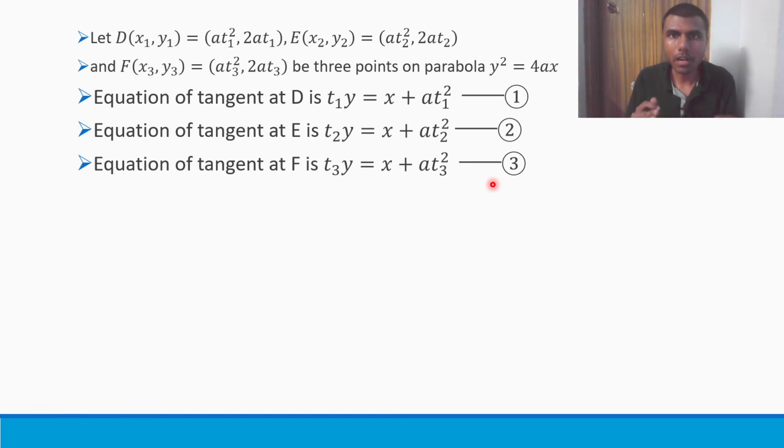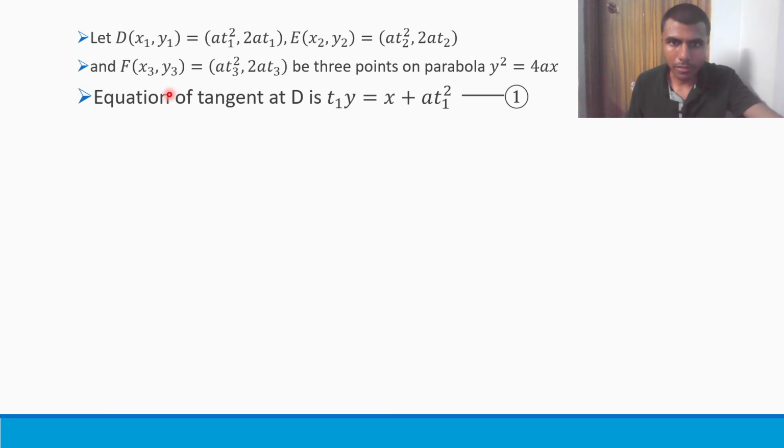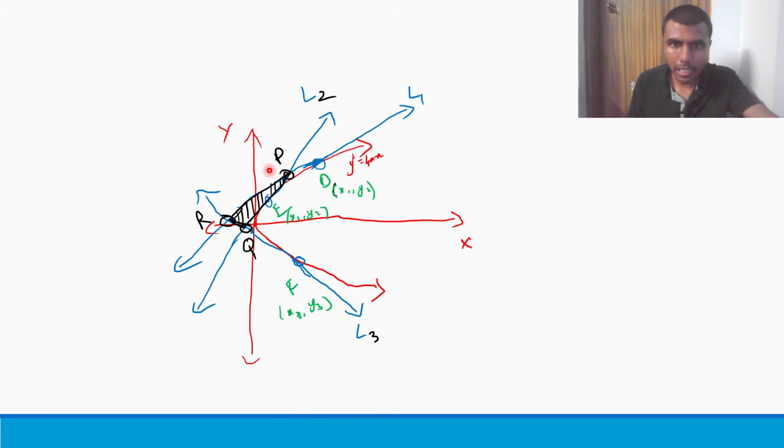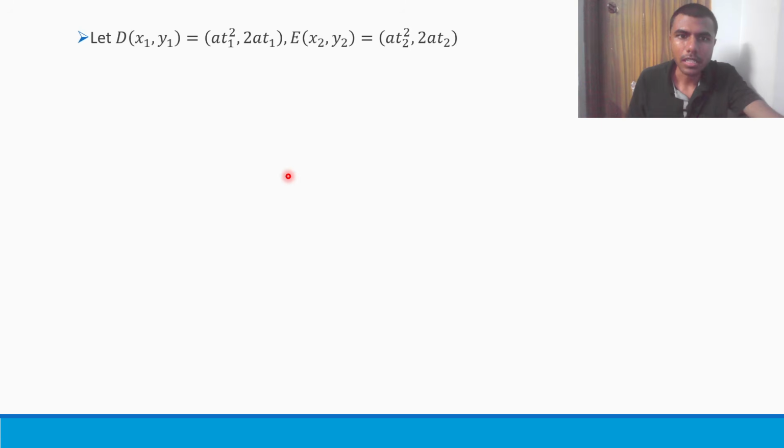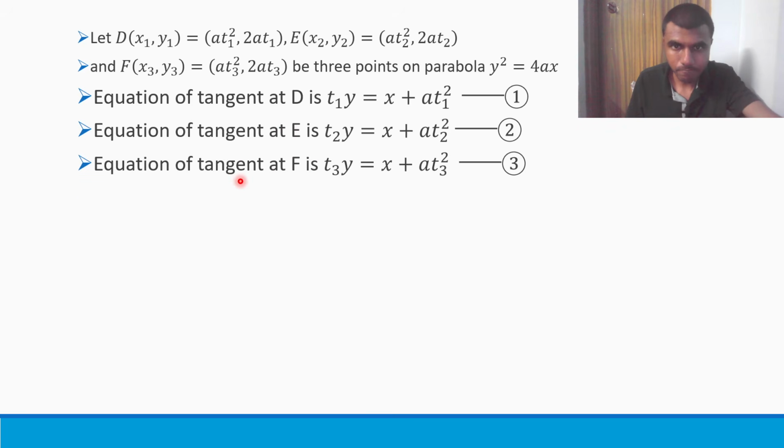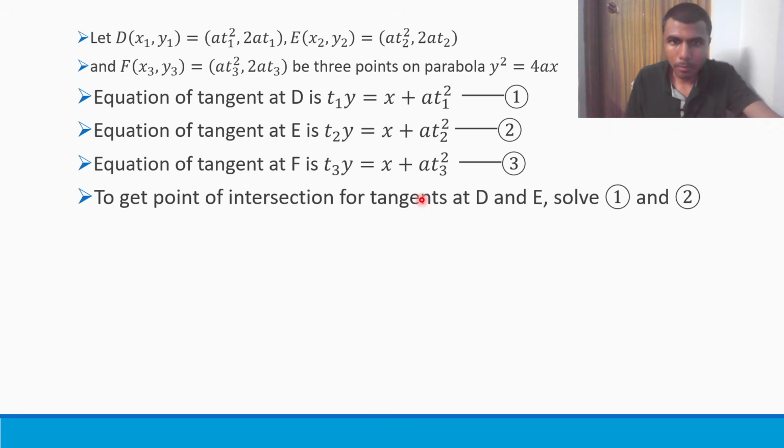Fine. Now we got the line equations L1, L2, L3. Now I want to find the point of intersection of L1 and L2. This point P I want to find out. How? Just solve the 2 lines. To find the point of intersection of tangents at D and E, solve 1 and 2.